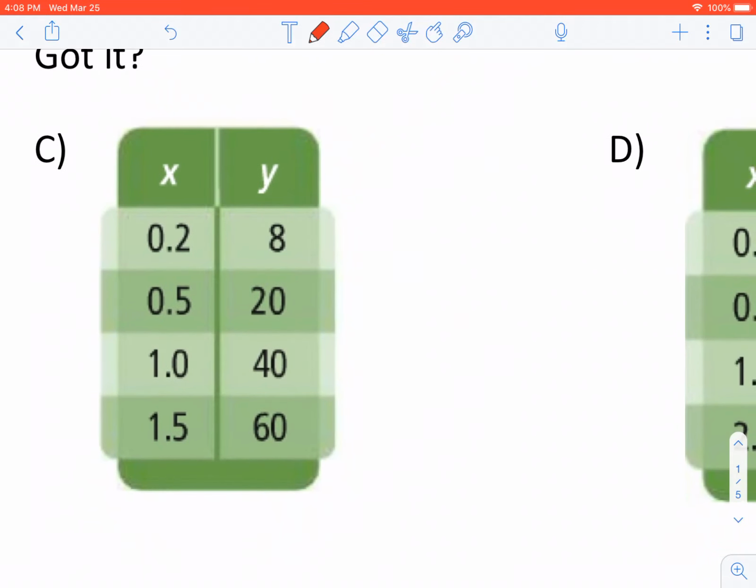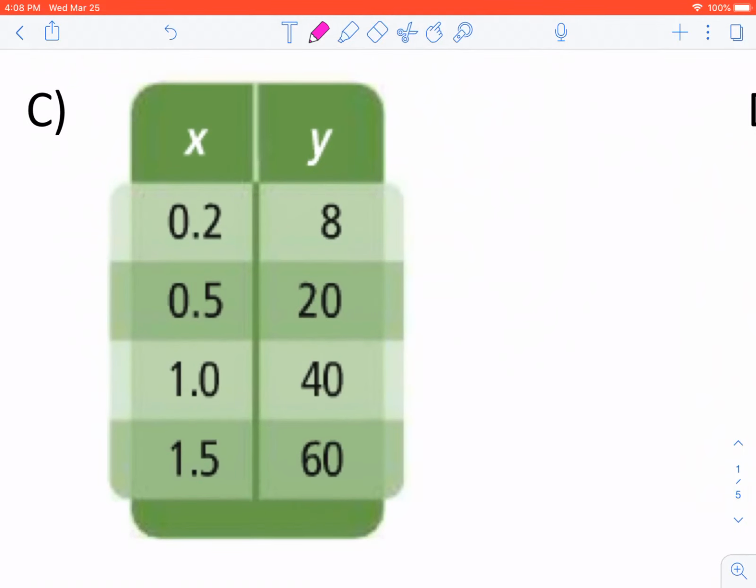All right, now the next one. Okay, we're going to try this one here. And if I look at my x and my y's, my x's 0.2, 0.5, 1, 1.5, that looks like it's increasing. Okay, my y's 8, 20, 40, 60, this looks like it's also increasing. Okay, so both are increasing. So we have a possible direct variation now.